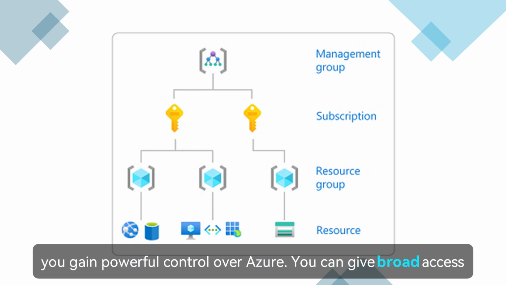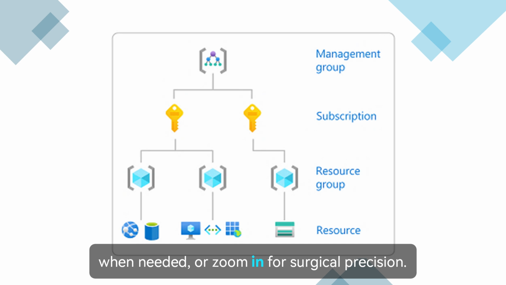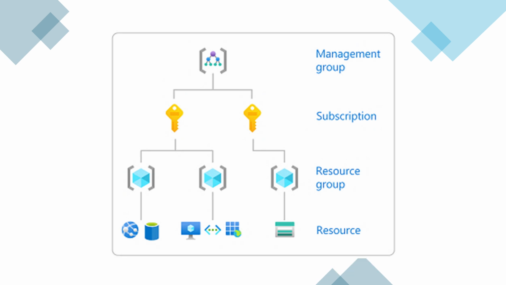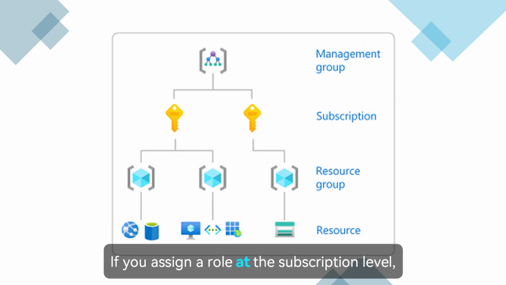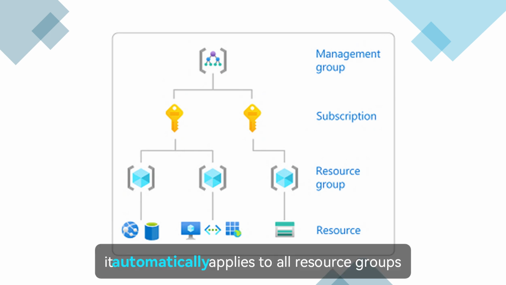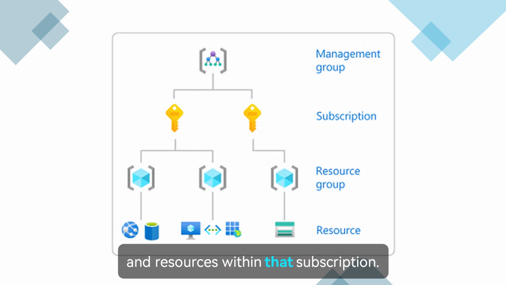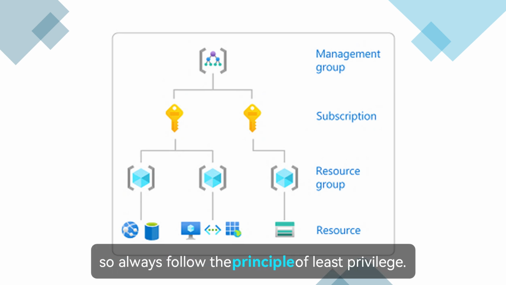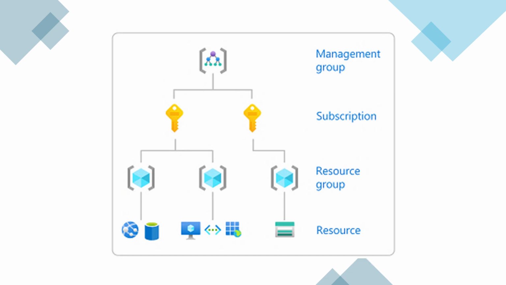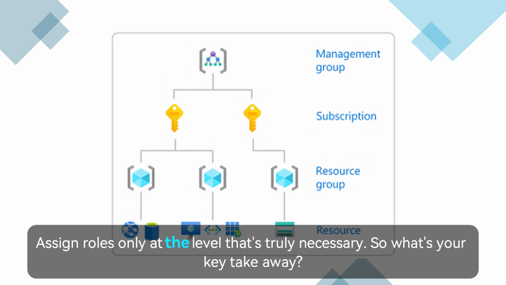By understanding the role assignment hierarchy, you gain powerful control over Azure. You can give broad access when needed or zoom in for surgical precision. And the best part? Access is inherited down the hierarchy. If you assign a role at the subscription level, it automatically applies to all resource groups and resources within that subscription. But with great power comes great responsibility, so always follow the principle of least privilege. Assign roles only at the level that's truly necessary.